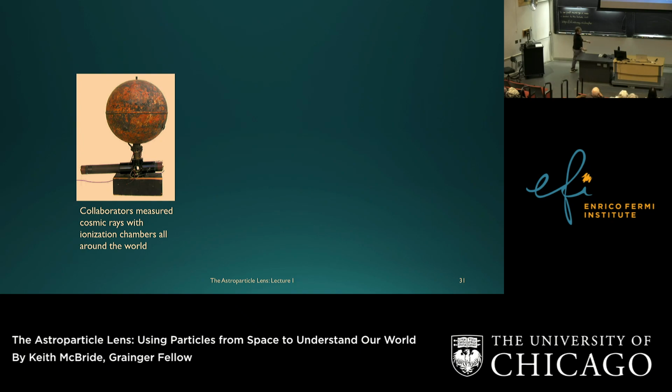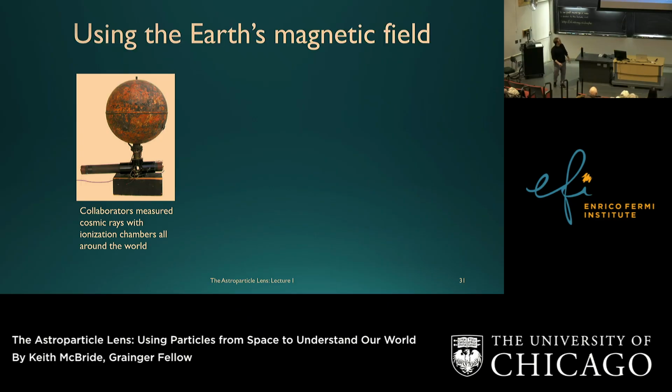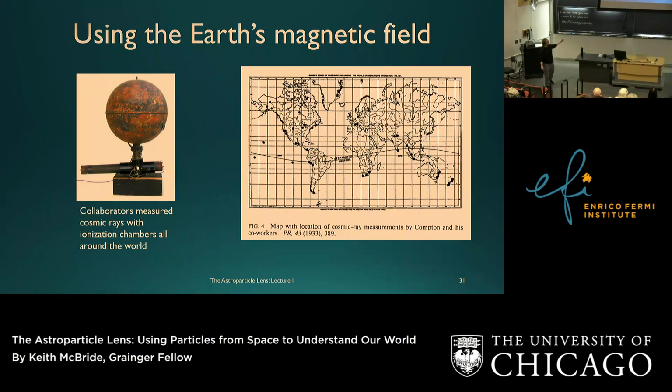Sorry. And so around this time, 20 years after Victor Hess and Domenico discovered cosmic rays, they had access to new detectors. They've moved on from the electroscopes, and they've said, we now have this new device called an ionization chamber. And Compton said, well, I have a cool side project. I'm going to put ionization chambers all around the world.